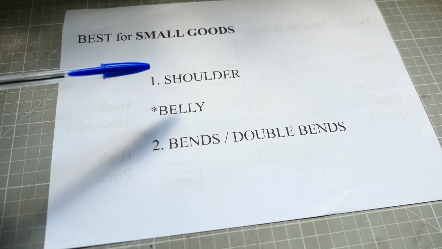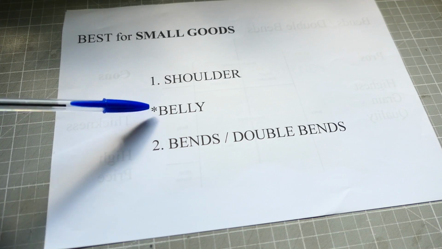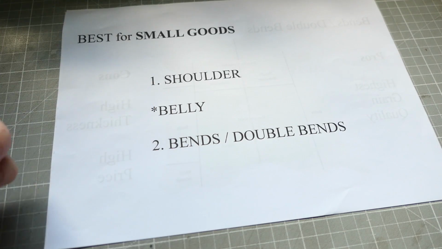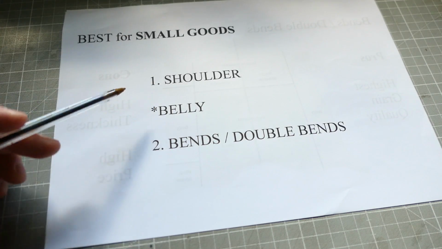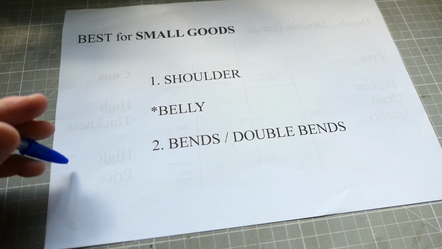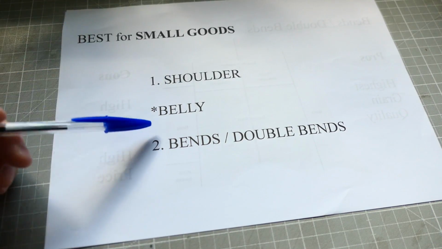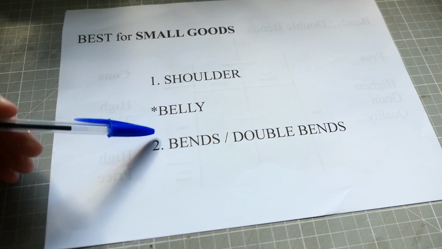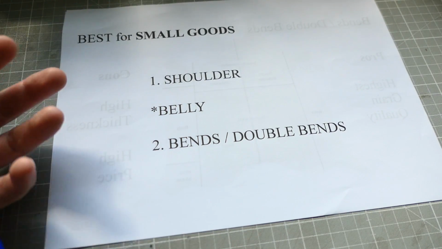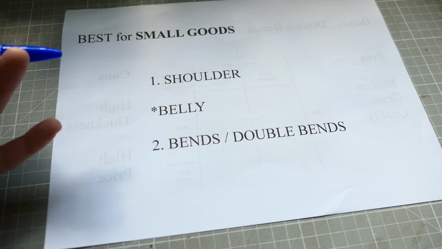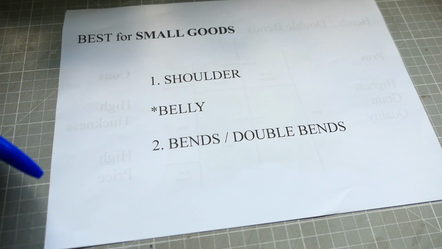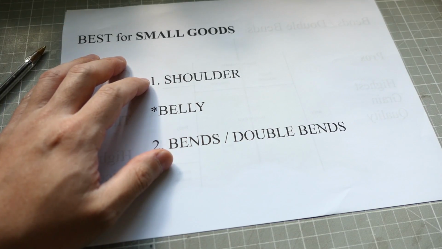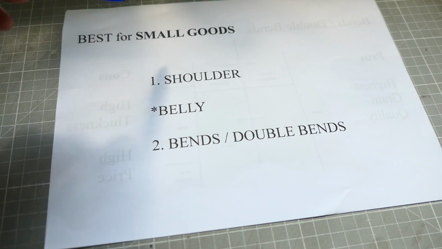So you can see there are one, two star marks with the belly. I have to say this correctly here, because for small goods, it depends. If you're making a coaster for your beer or for your drinks or whatever, the coaster will not go through a lot of stress, and it really doesn't matter with the stretch or anything. It just lies there on the table. Then belly is actually a good choice for small goods.